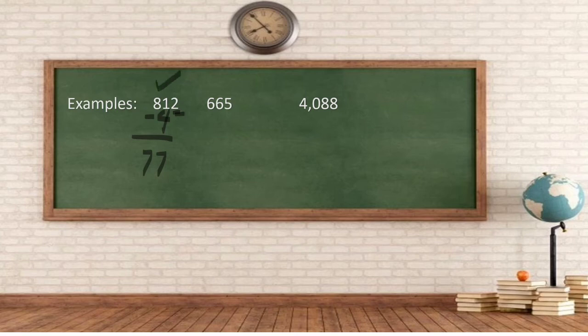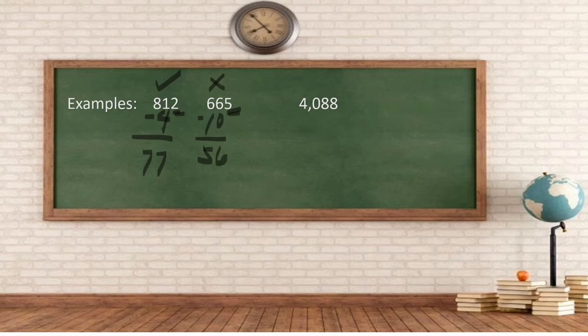Okay, next. 665. Let us double the last digit. 5 plus 5 equals 10. Then subtract from the remaining digits, 66. 66 minus 10 is equal to 56. 56 is not divisible by 7. So 665 is not divisible by 7.